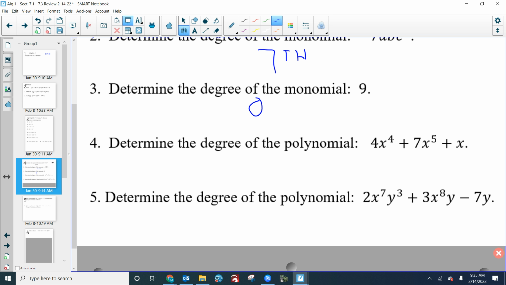How many terms are here? 3. Okay, you want to find the biggest one. That's your degree of this trinomial. 4, 5, 1. What's the highest one? 5. This is a 5th degree. Don't miss those. You guys try 5.